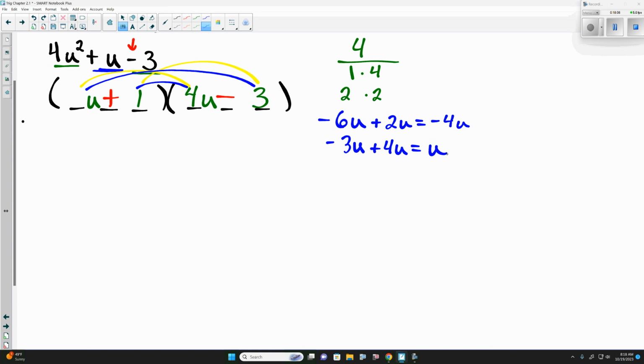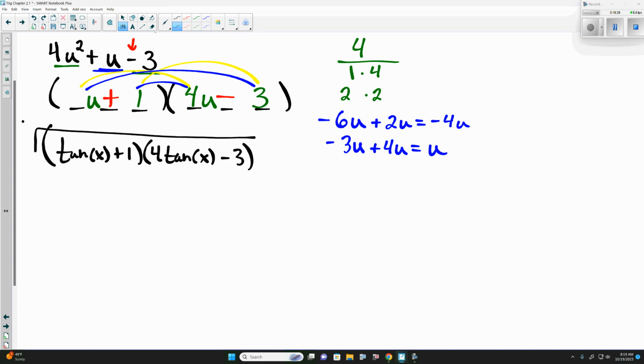But we're not quite done. Because what did we say u was taking the place of? Tangent. So what we have is tangent of x plus 1 times 4 tangent of x minus 3 are our 2 sets of factors.